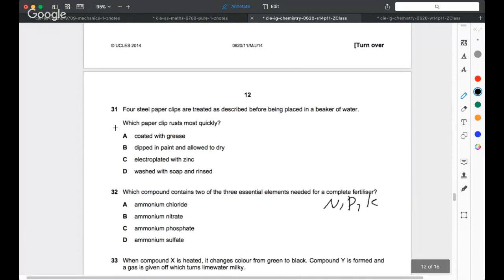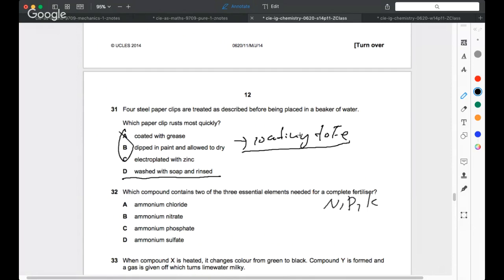Number 31. In that question, D is the right answer because A, B, C give a coating to the iron, so that will make it rust slower because you have a surface coating. However, for D, you are washing it with soap and rinsing, so you are making the surface more exposed.